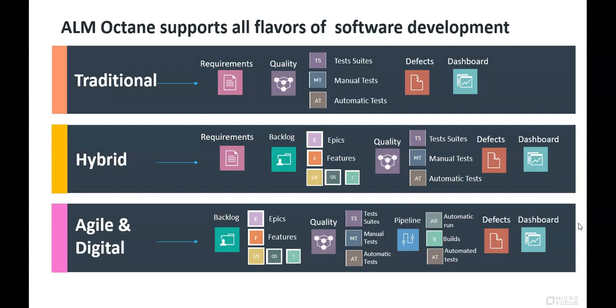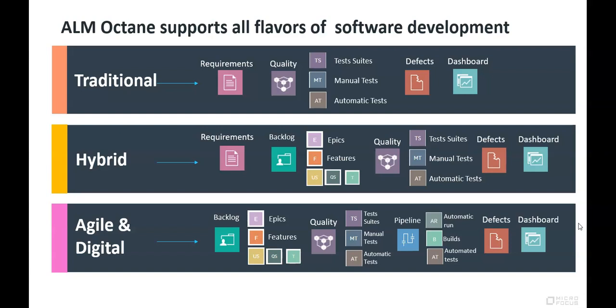So basically for all those different modules, the standard configuration would be just the leading one, which is driven by the requirement. For traditional, it will be only the requirements module. For hybrid, it will be requirements and backlog module, and for agile it will be only the backlog module. All other modules like quality can be optionally integrated.